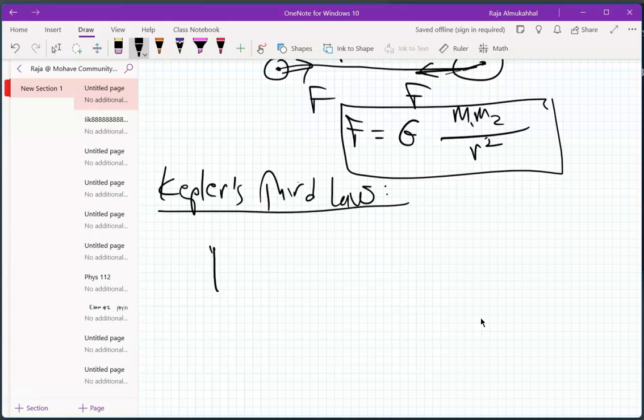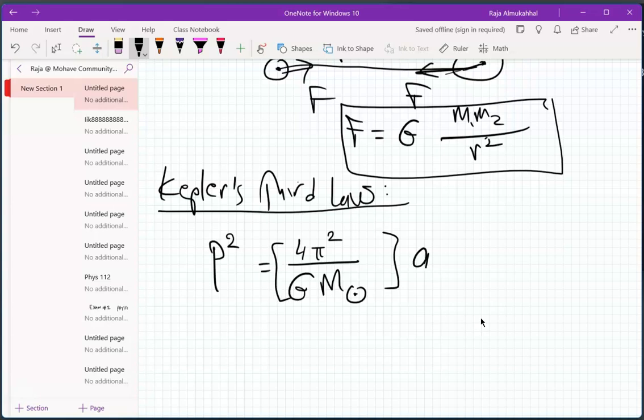and basically, let me use the same symbolism. So the period squared is equal to 4 pi squared over G times the mass of the sun, times a cubed. Okay, there it is.